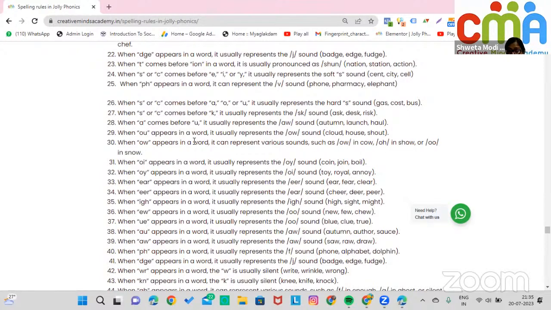AU gives O sound. When AW appears in a word, it usually represents O sound. So AU also gives O sound, and AW will also give O sound. Now, mostly you will find AW coming towards the end. At the beginning of a word it will mostly be AU, and very rarely AW, like in the word awesome. Otherwise, you will find AU.